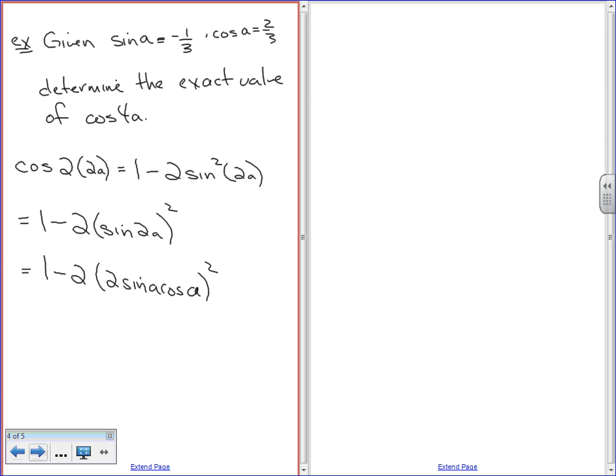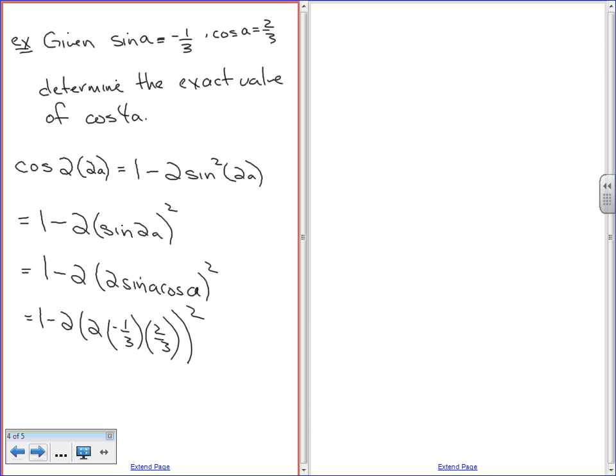And now that I have it in terms of sine a and cos a, that information was given to me. So then I can substitute in the values that I know. Sine A was equal to negative 1/3, and cos A was equal to 2/3. And that whole thing is squared.